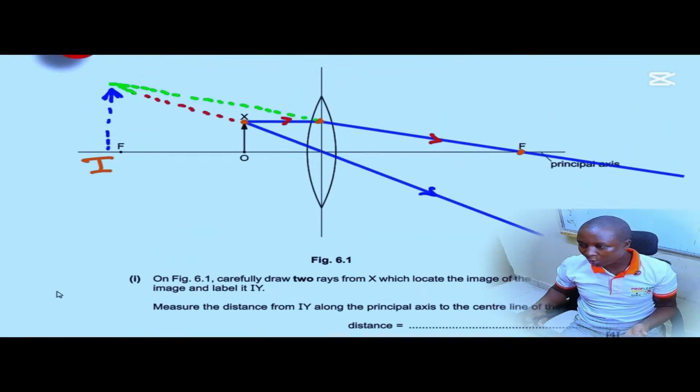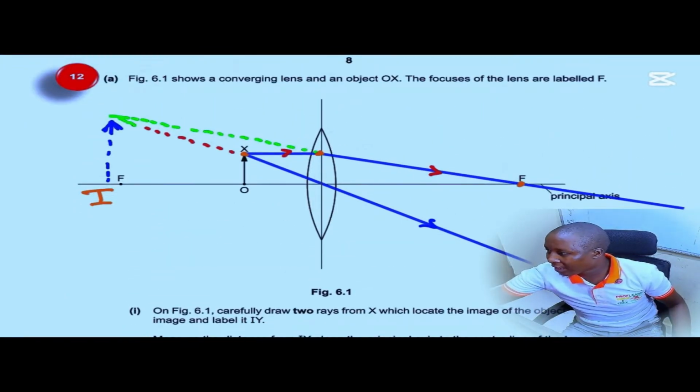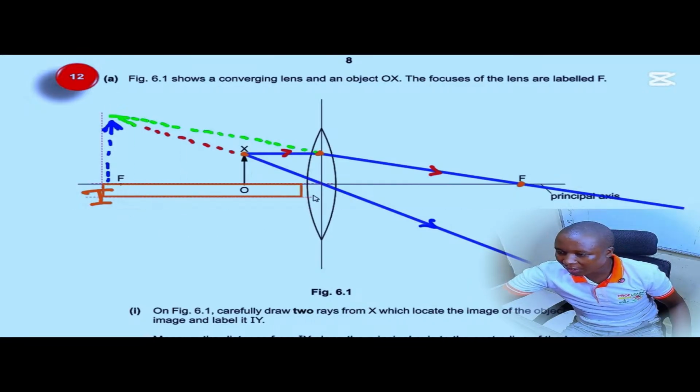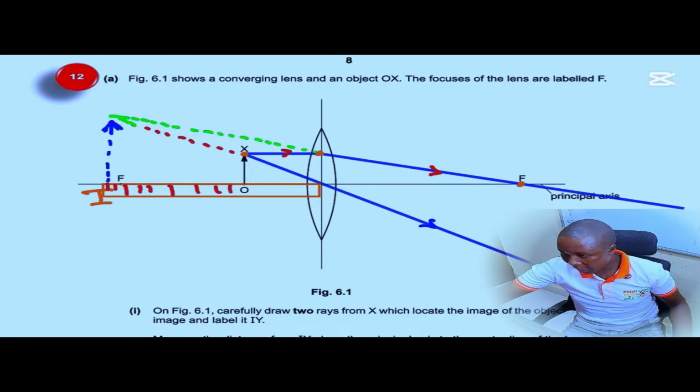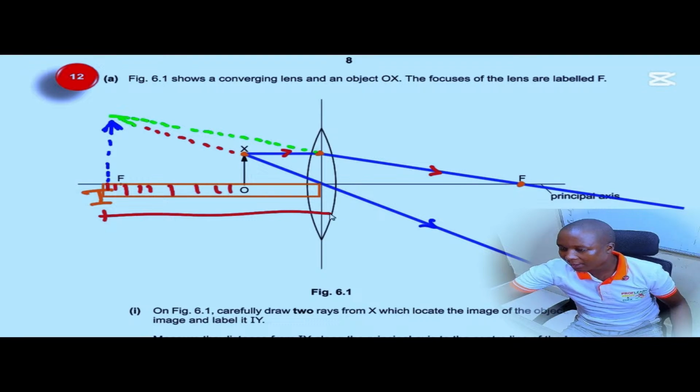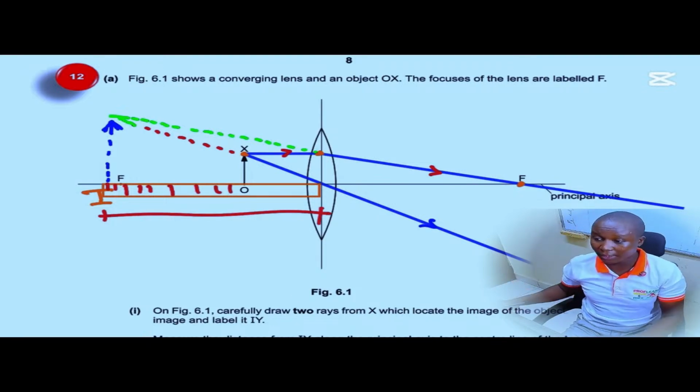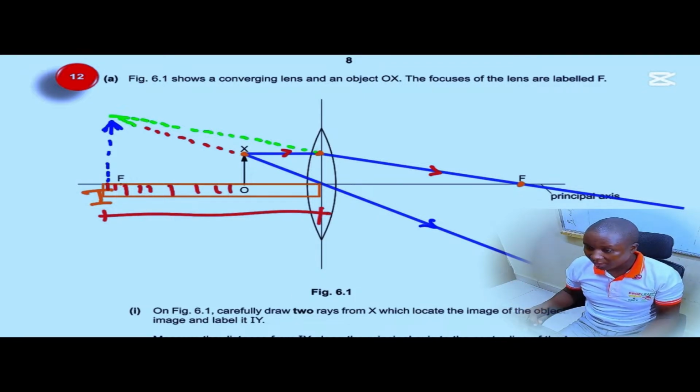Another way you can be asked is a question to do with distance. Maybe you can be asked to measure the distance IY along the principal axis to the center of the lens. So you'll measure this distance up to that particular point. Basically, you are going to use your ruler in order to measure the distances.